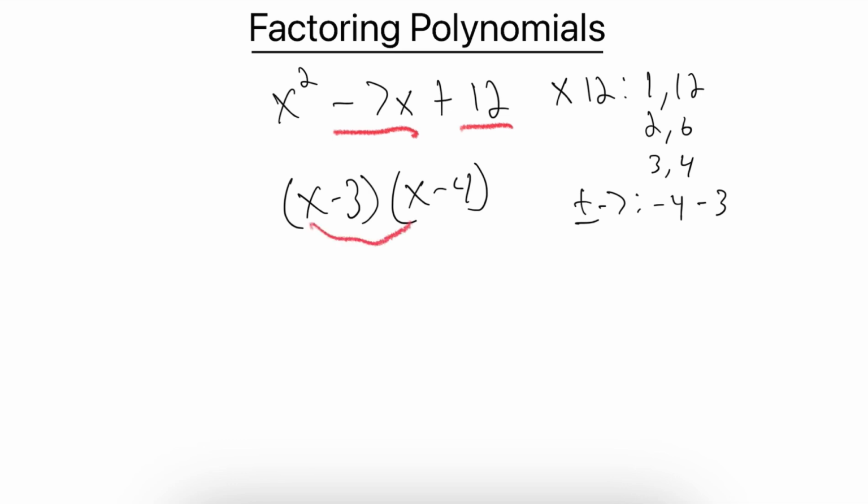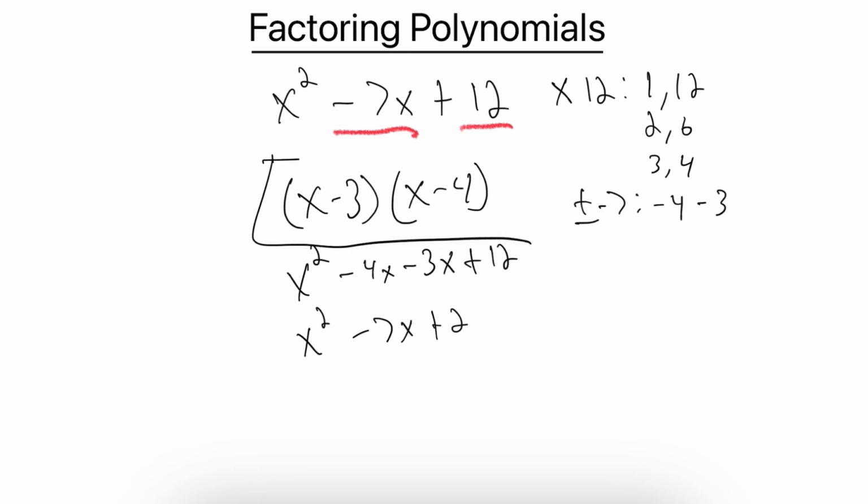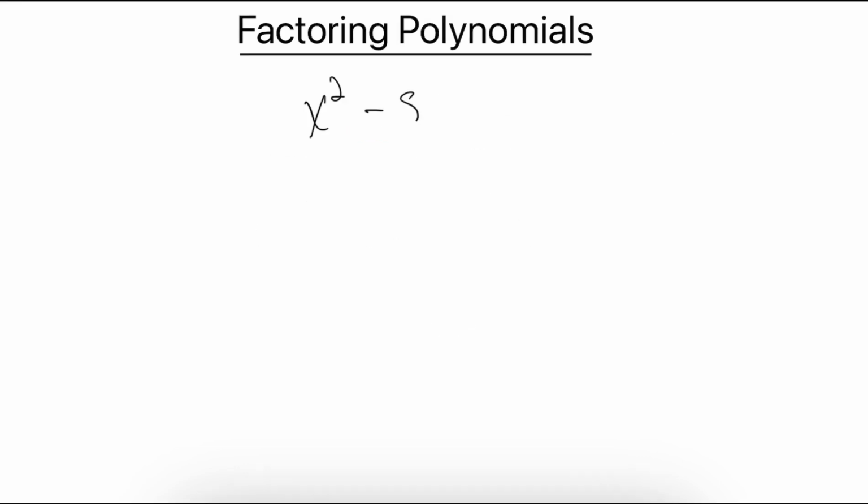Then we'll check first, outside, inside, and last. We have x squared minus 4x minus 3x plus 12. x squared minus 7x plus 12. So there's our correct answer.